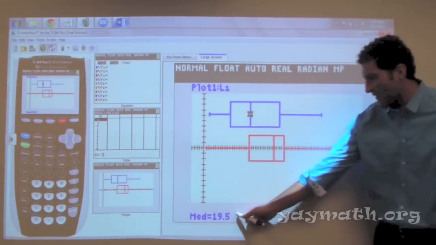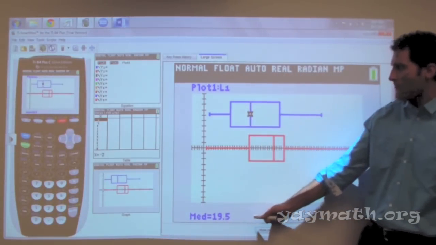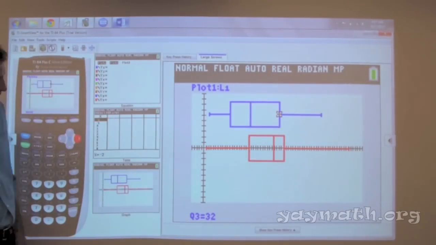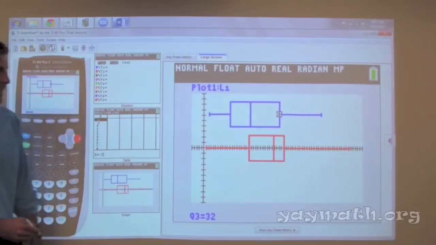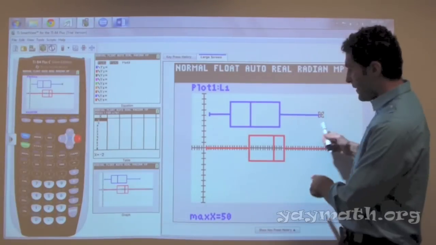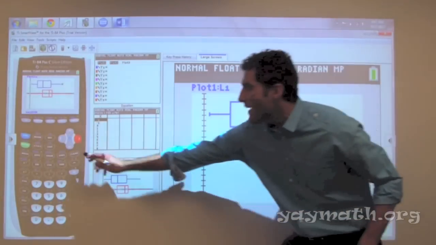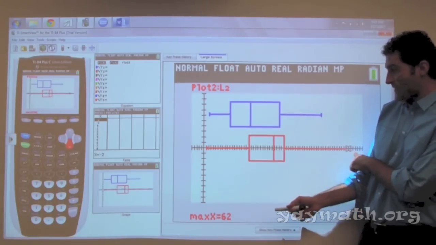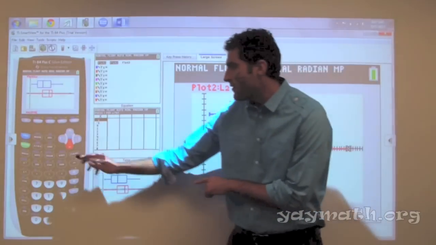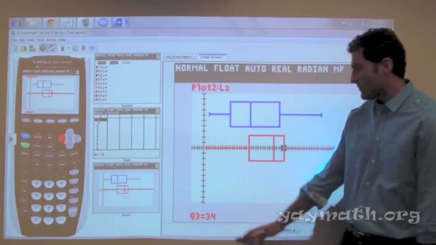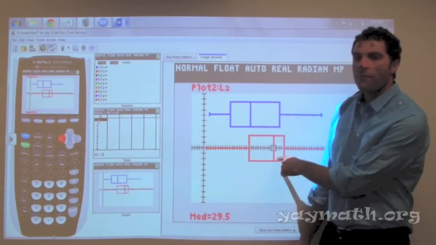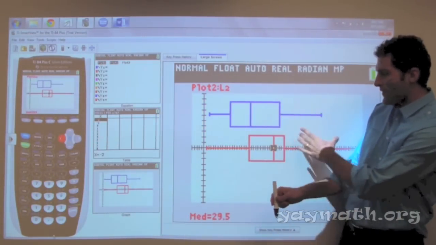And now here's your median. Is that what we had before for the men? Let's go over here. Quartile 3, 32. Hopefully that's on your paper. Notice you can go trace down to this. I'm going to hit down. So here we have our values. Maximum 62. Isn't that what we got? Go over here. Quartile 34. 29.5. And this is sort of like how we did it as well.